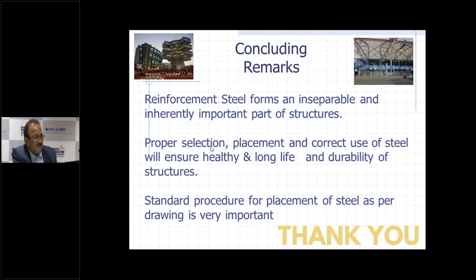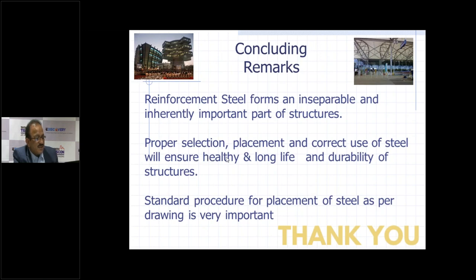Vasant Kumar wants to know, can we lap steel bars in the bottom of the beam, sir? Okay. Yeah, you can do that. If there is a huge length of the beam, you have to do that. You can do that.